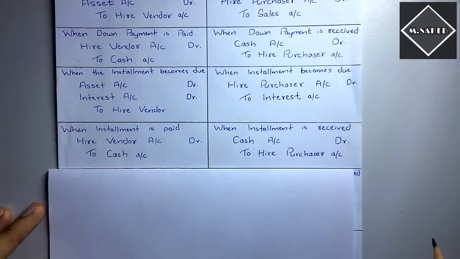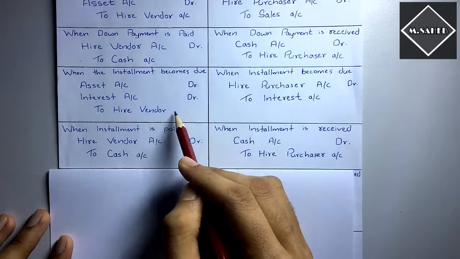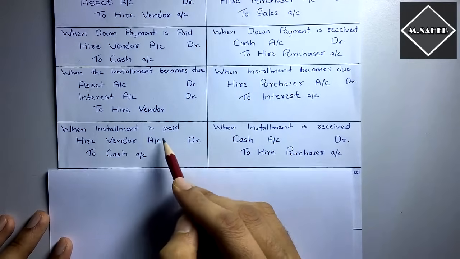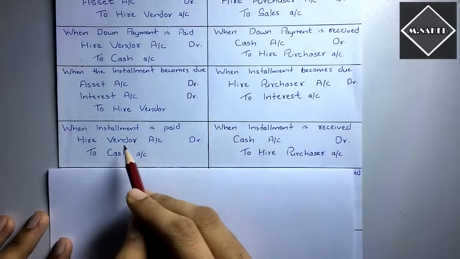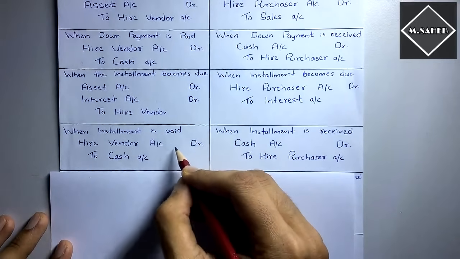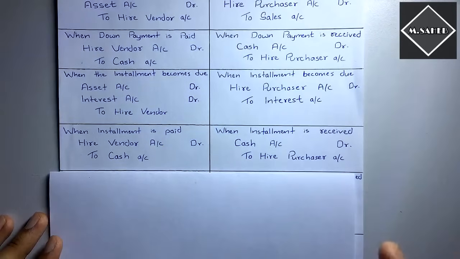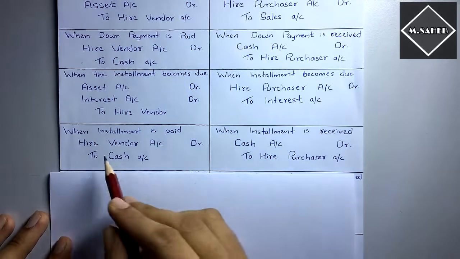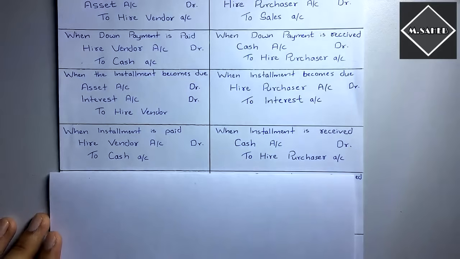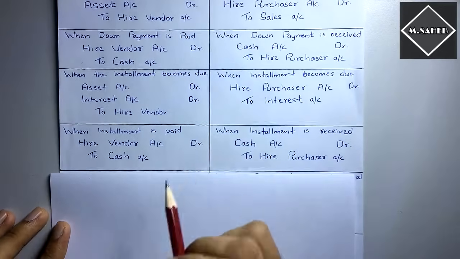Now why is it debited? I told you, debit the receiver, personal account rule. Hire vendor account is debited. Here the liability was created, now the liability is getting cancelled. You could see the modern way: the liability is getting decreased over here, that is why it is debited, but the traditional way is better, it is very simple and easy. So hire vendor account debit, debit the receiver.